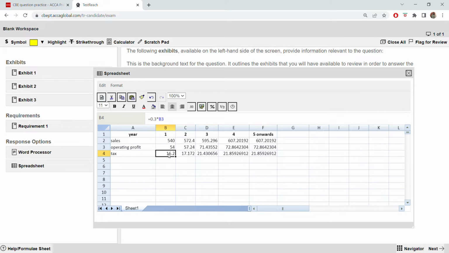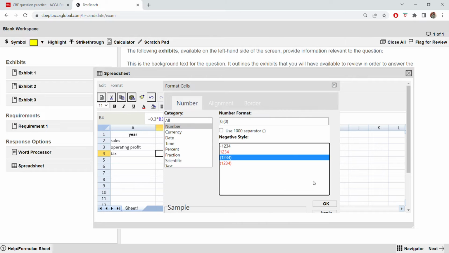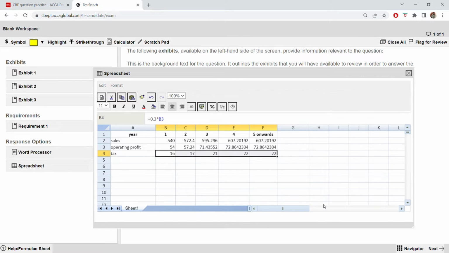So here, tax, select all the cells. This needs to be a negative number. So what are you going to do? Go to format cell, number, and you see negative. This is how you're going to show the negative number. So just put a minus next to it, just after equal, put a minus and enter. Automatically it will take it in brackets because it's a negative number.